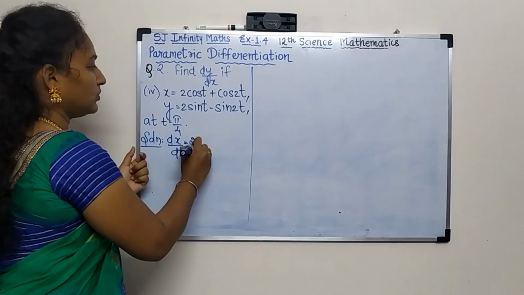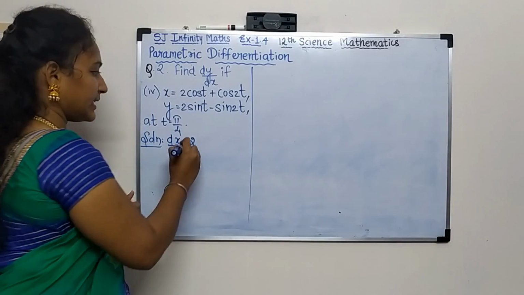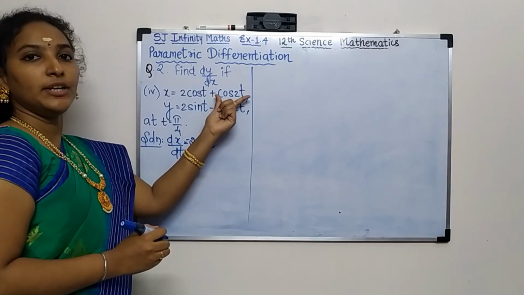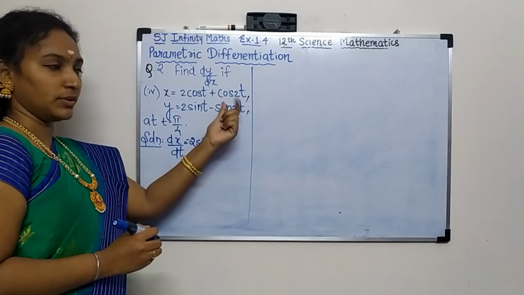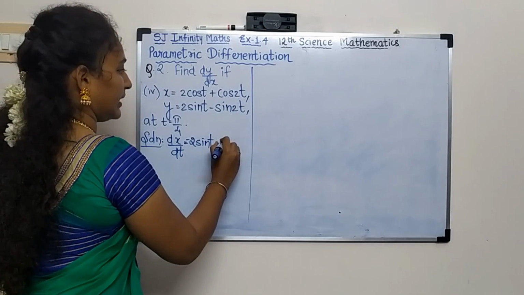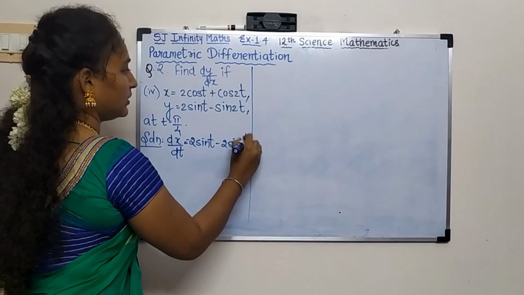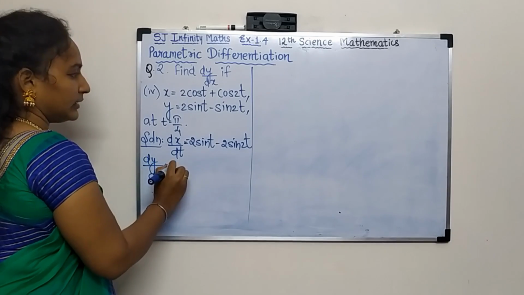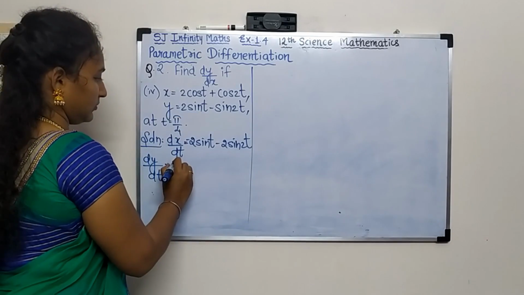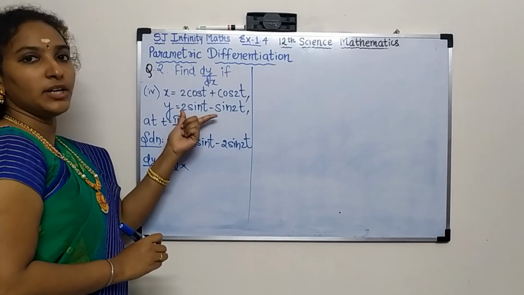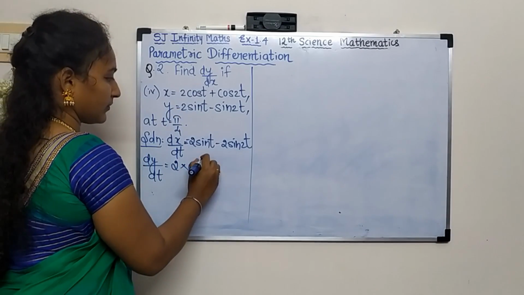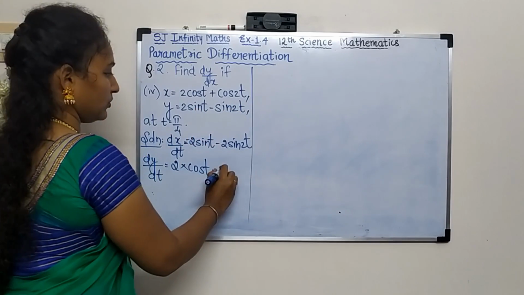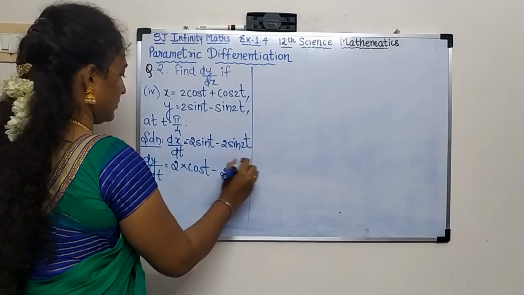We have 2, derivative of cos t is minus sin t, and derivative of cos 2t is minus sin 2t multiplied with 2, minus 2 sin 2t. Now we find dy by dt, 2 into derivative of sin t is cos t, minus derivative of sin 2t is cos 2t into 2, 2 cos 2t.